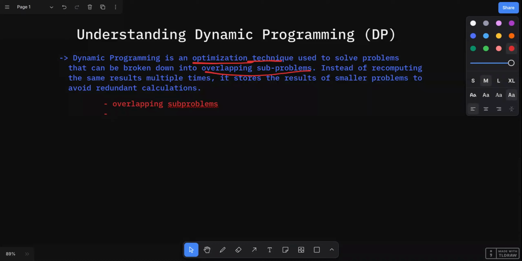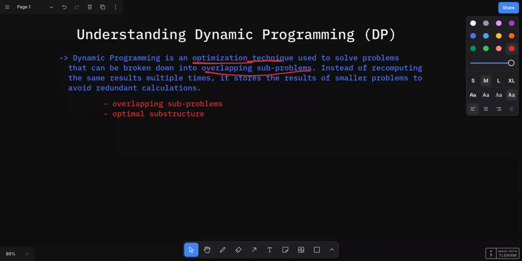Apart from this, the second place where it is useful is when the problem exhibits optimal substructure. What this means is that the solution to the main problem depends on solutions to smaller problems. Some of the classic examples of where DP is used, as we've mentioned, are the Fibonacci sequence, which is a really good example, the longest common subsequence, and the knapsack problem. Those are really some classic examples where this is used.